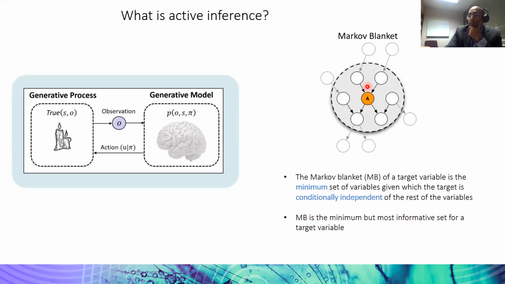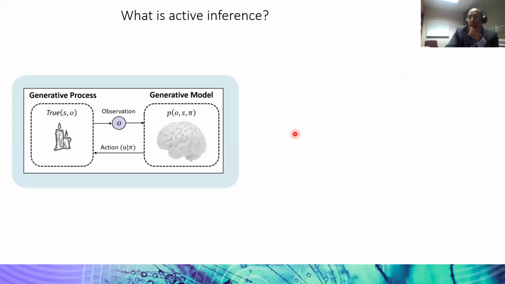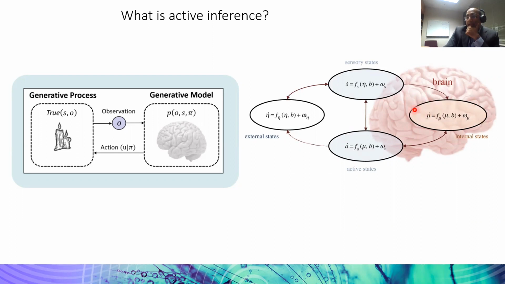So what does this notion of Markov blanket have to do with the generative model of the world and the internal model of the world in the brain? What I would say is that the brain has an internal generative model. Don't worry about the maths here. Just try to get the basic concept, which is that the brain has an internal generative model of the world, how it looks. It has certain prior beliefs.